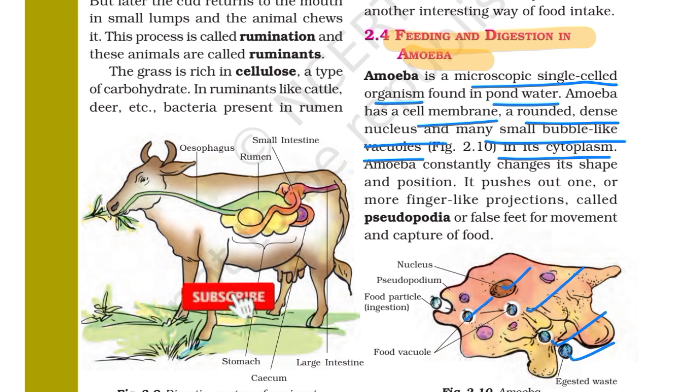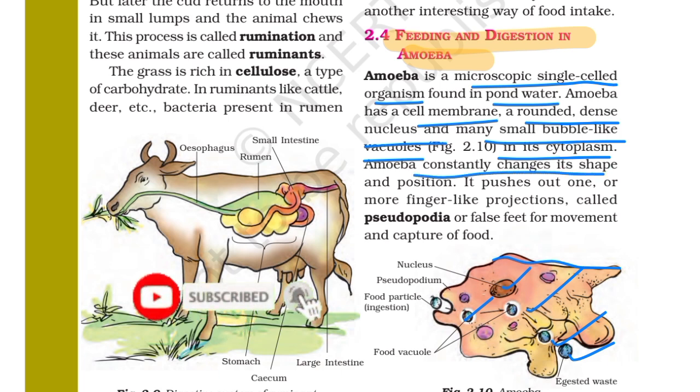With that, the amoeba is surrounded by a layer called the cell membrane. This is the outermost layer, that is the cell membrane. And the amoeba is consistently changing its shape and position. Why? Because it pushes out one or more finger-like projections, called pseudopodia or false feet, which help in movement and in capturing food.